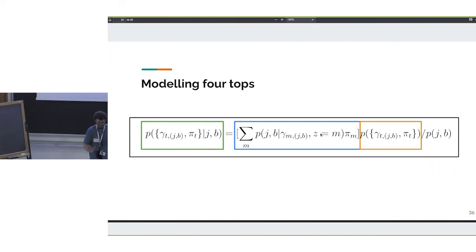We can write it explicitly in our model as the probability of a given gamma matrix and a given mixing fraction, given all the measurements of J and B. This is the likelihood that we wrote before using the explicit representation of pi for the P of t. And this is the prior distribution, and this is the evidence, which is nothing more than the joint distribution of the data, which is what we can measure in the end.